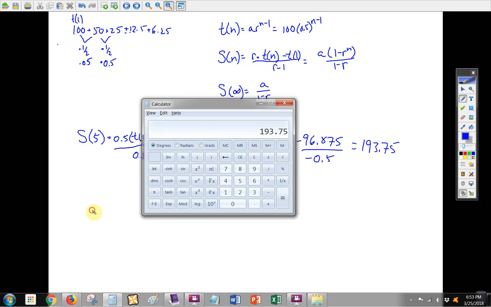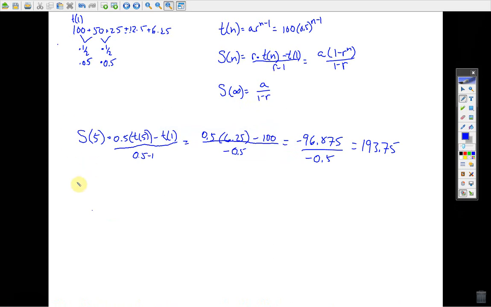If we wanted to find the infinite sum, the sum to infinity, we take our a value, which is not 0.5, our a value is our first term, 100, over 1 minus 0.5, so we have 100 over 0.5, which is 200.